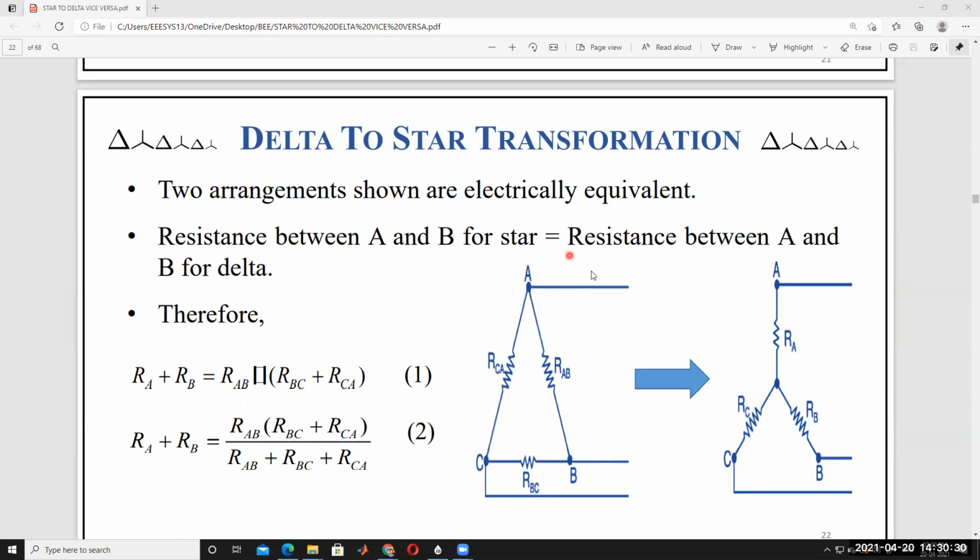If the A and B terminals are connected to the source battery, then the equivalent resistance RA plus RB is equal to RAB into (RBC plus RCA) divided by (RAB plus RBC plus RCA). Same as parallel: when two resistors R1 and R2 are connected in parallel, the equivalent resistance is R1 R2 by R1 plus R2. So this is the resistance between A and B.